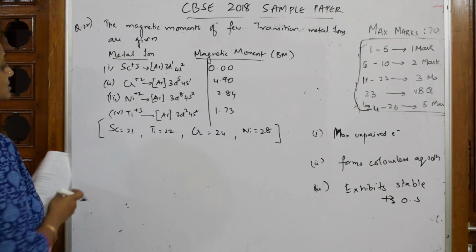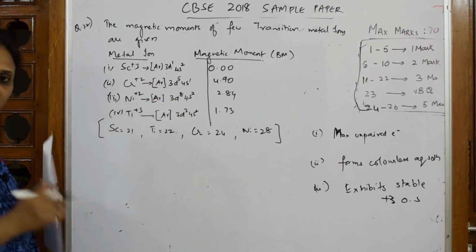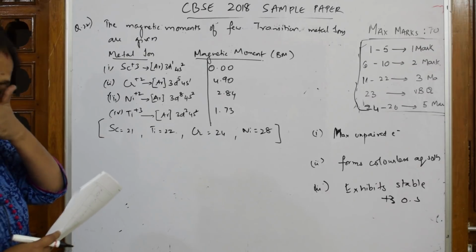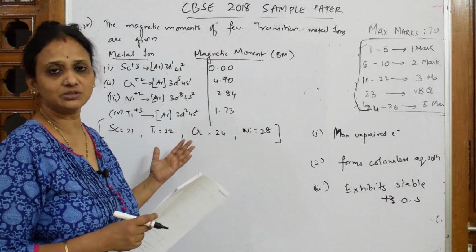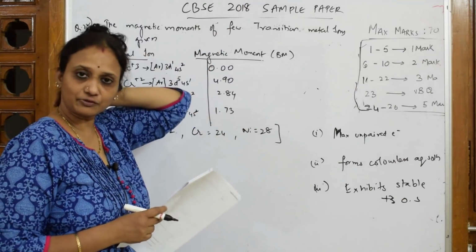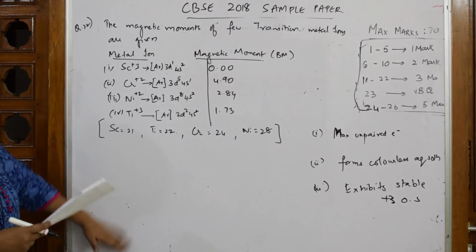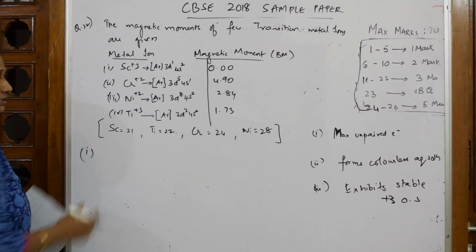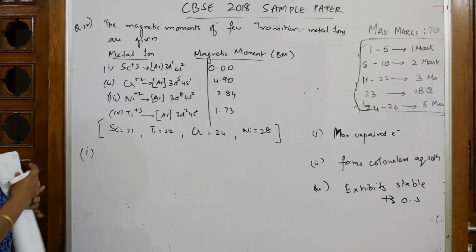Now, what did I do? Once this question is given to me, first I have written the electronic configuration and kept it ready. Most of the students have asked me how to write the electronic configuration. You can write the Aufbau principle in the rough column, and wherever you require the configuration you can write it. Done. So what is the first question? Let us answer. The first answer is maximum unpaired electrons. That is what they've asked.